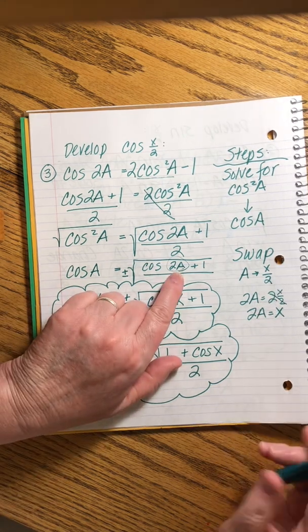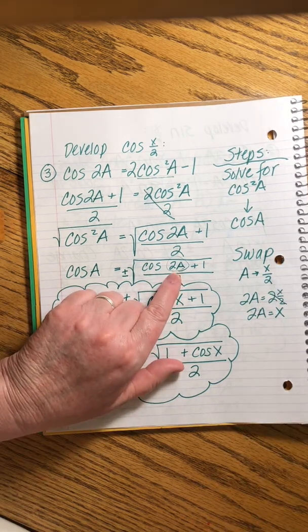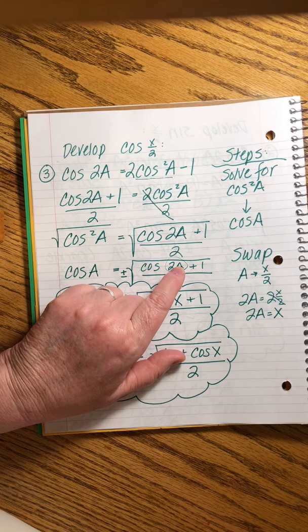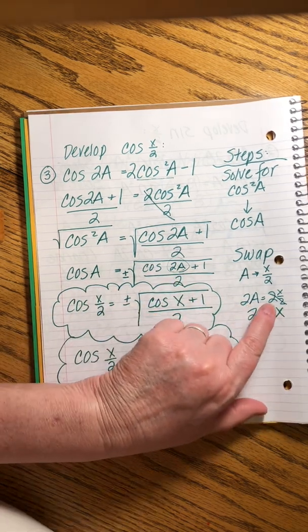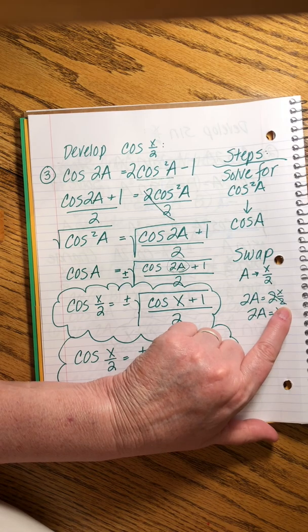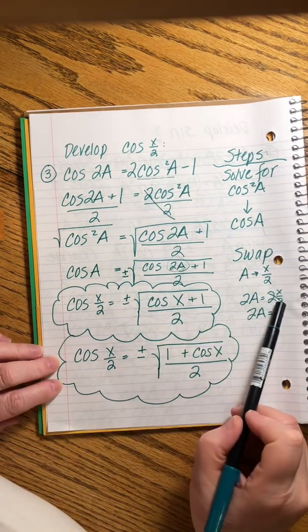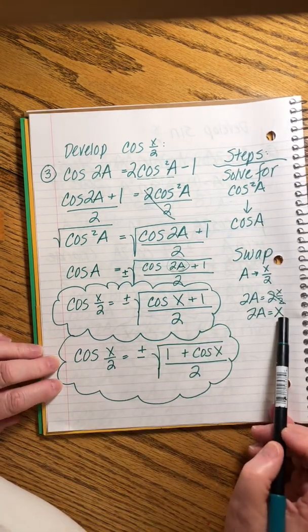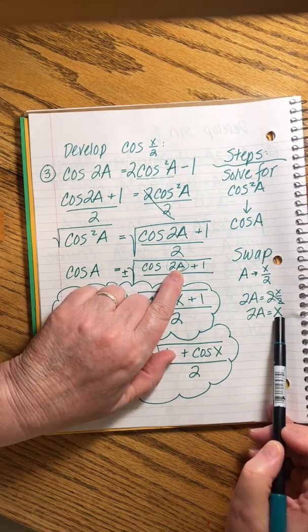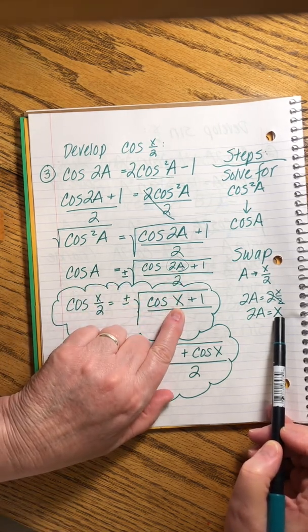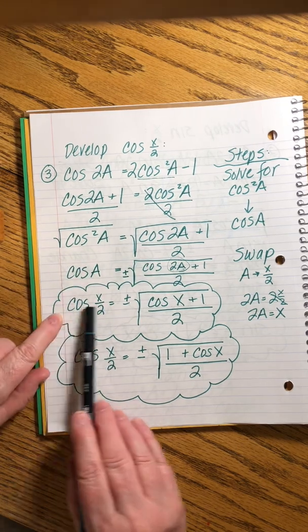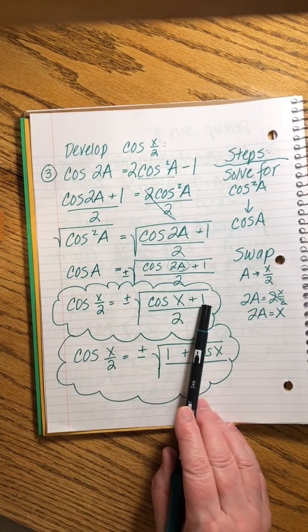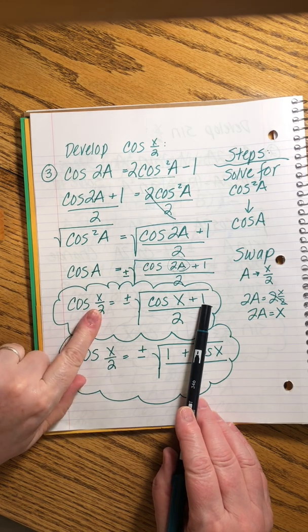And in order to simplify this as quickly as possible without making a complex fraction inside of this radical sign, I calculated over here that 2a would become 2 times x over 2, and then these guys would cancel, so 2a equals x. So I swapped this 2a out for an x, and this a for an x over 2, and this is what I got, which is our half angle identity for cosine.